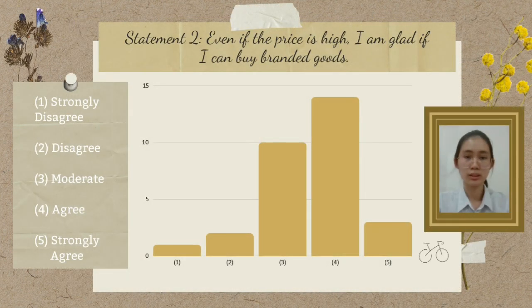For statement 2, only one respondent chose strongly disagree, occupying 3.33%, which is the lowest percentage of scale chosen. 2 respondents chose disagree, occupying 6.67%, and 10 respondents chose moderate, occupying 33.33%. Then there are 14 respondents, which is 46.67%, who chose agree, which is the highest percentage of scale chosen. And the last scale chosen by 3 respondents is strongly agree, which occupied 10%.